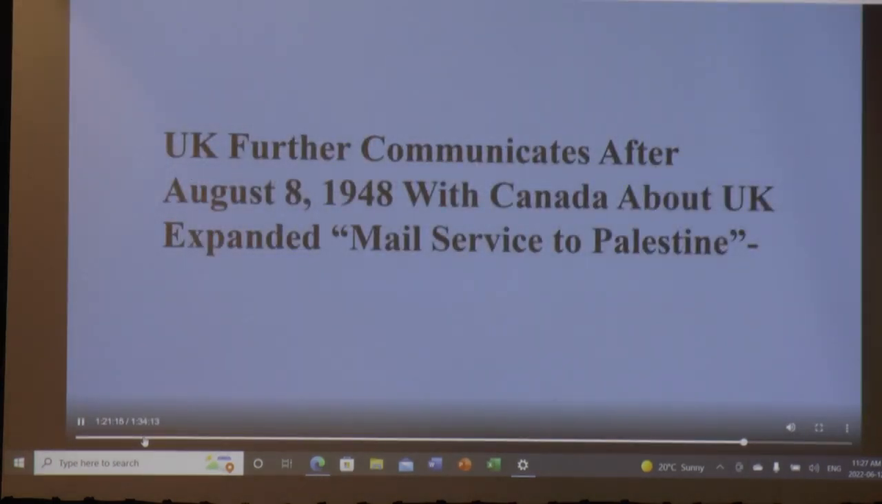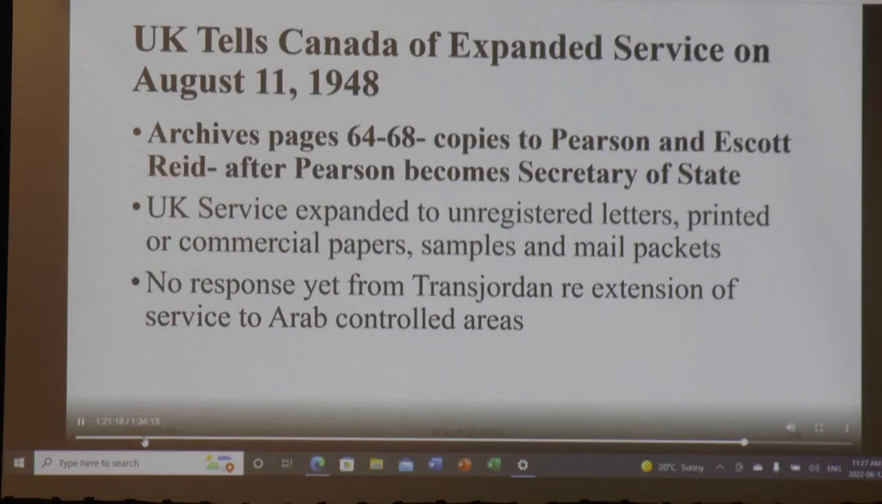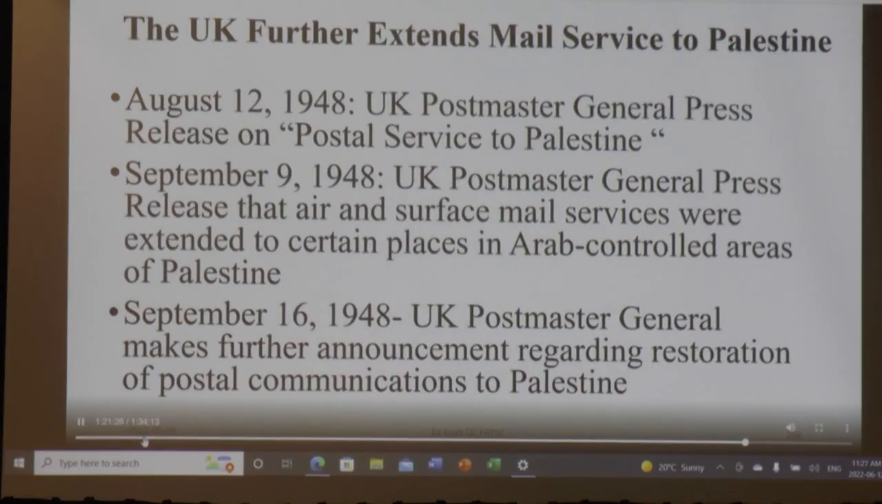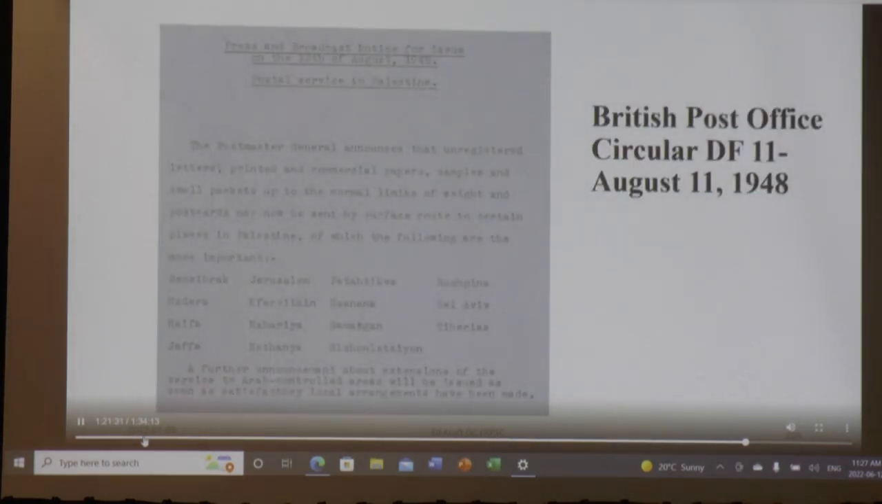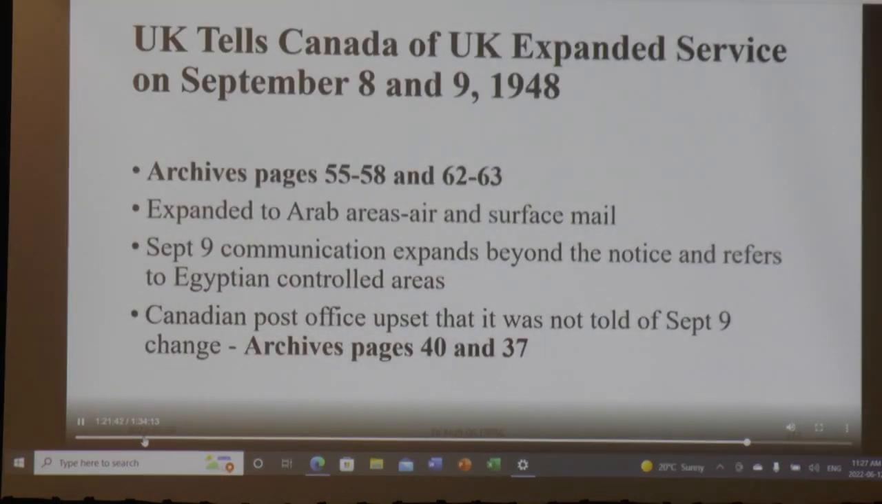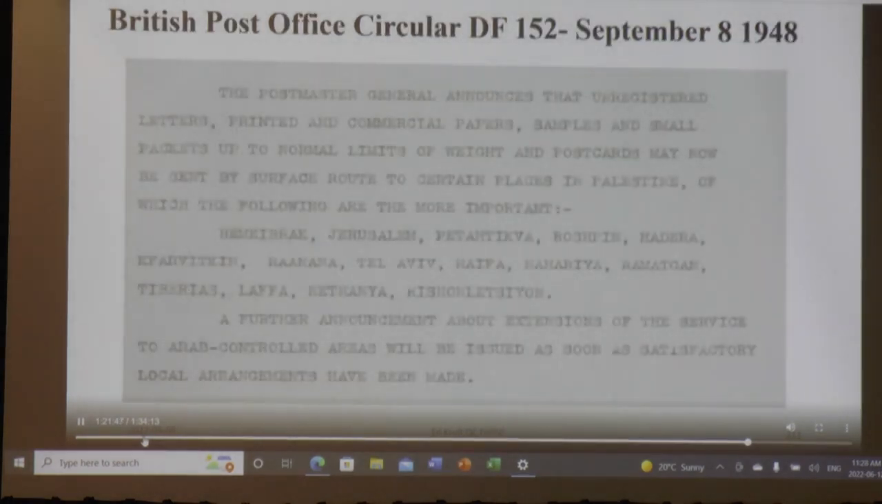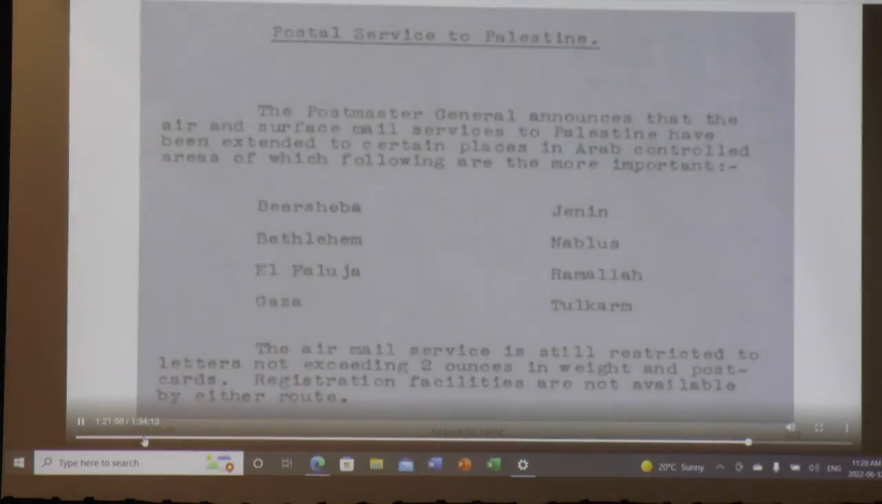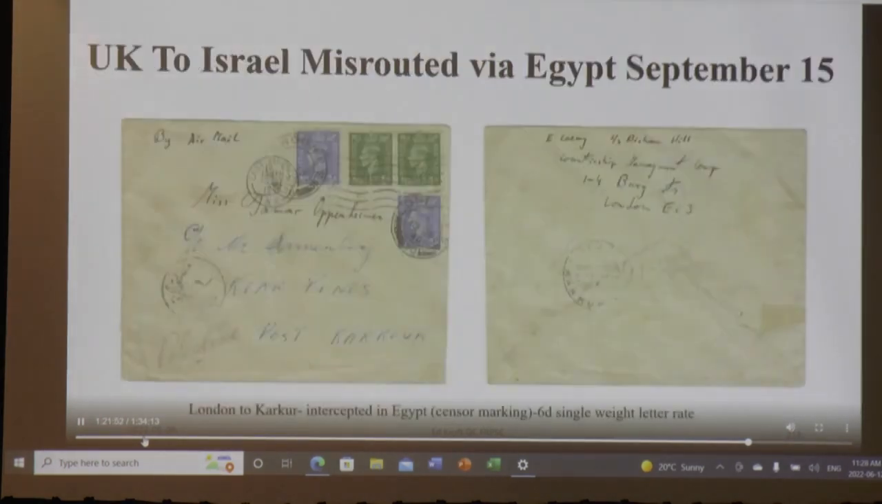And then the UK is still communicating, and the UK is now telling Canada everything. Oh, we're going to do this with Palestine. We're communicating with Jordan, but they don't want us to do certain things. So I'm going to quickly move through this because the UK is extending service and telling Canada about all the service. So Canada, not surprisingly, is happy to extend service because its counterparts in the UK are expanding service to Palestine. So Arab-controlled areas, surface mail, air mail, and so there are different postal circulars that are coming out.